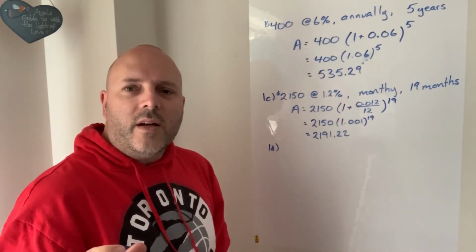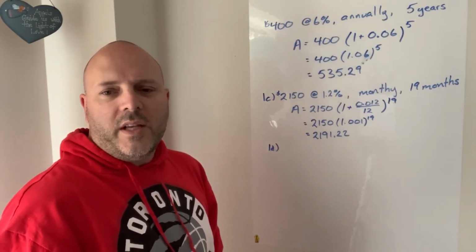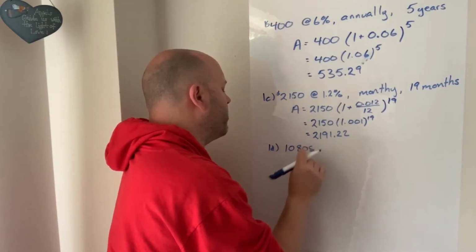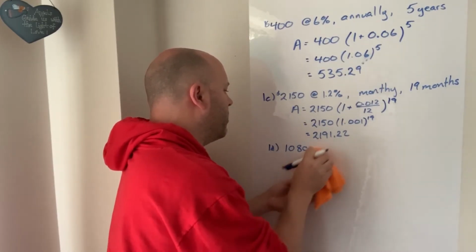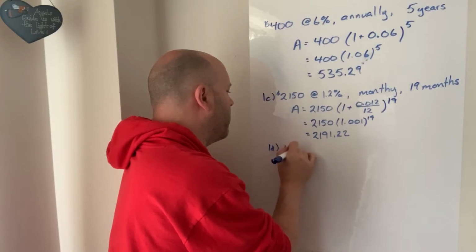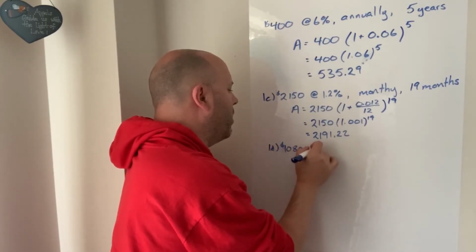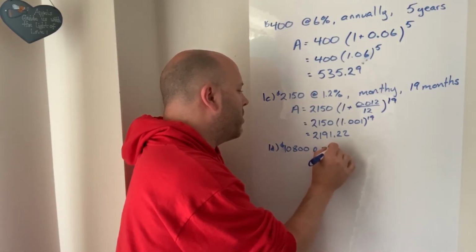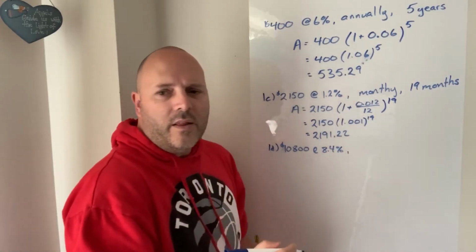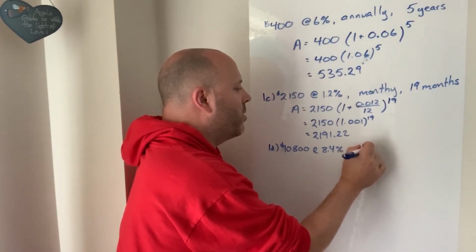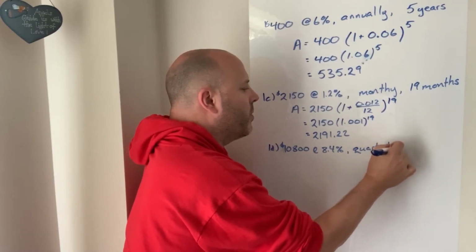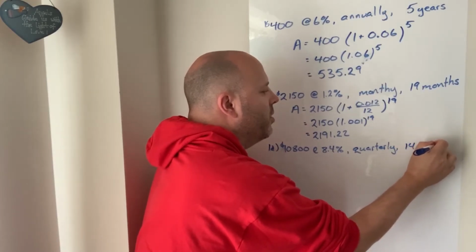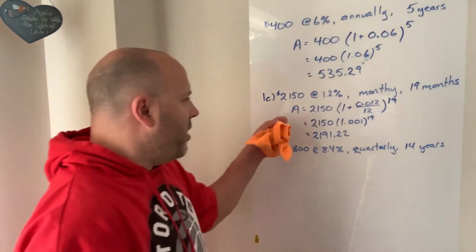All right, so in this case, we are given an investment that's compounded quarterly. It's $10,800 at 8.4% compounded quarterly, and this is lasting for 14 years. So good long investment.